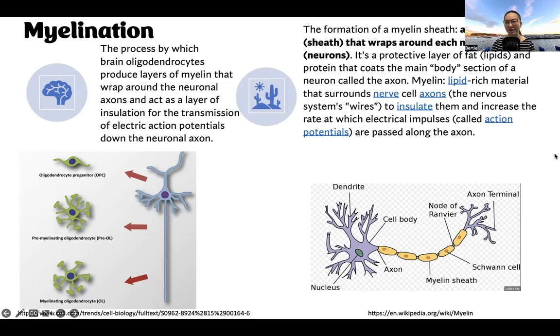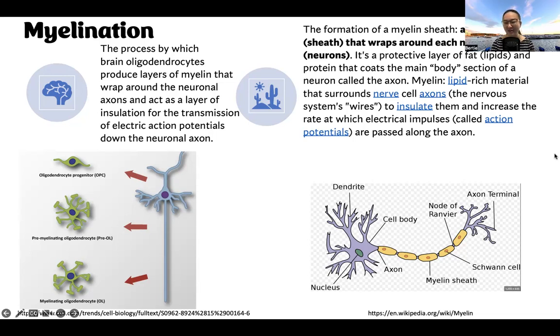Myelin is lipid-rich material that surrounds nerve cell axons, the nervous system's wires, to insulate them and increase the rate at which electrical impulses, called action potentials, are passed along the axon. You can see on the picture here on the left-hand side, oligodendrocyte progenitor or OPC, and then pre-myelinating oligodendrocyte, as well as myelinating oligodendrocyte.